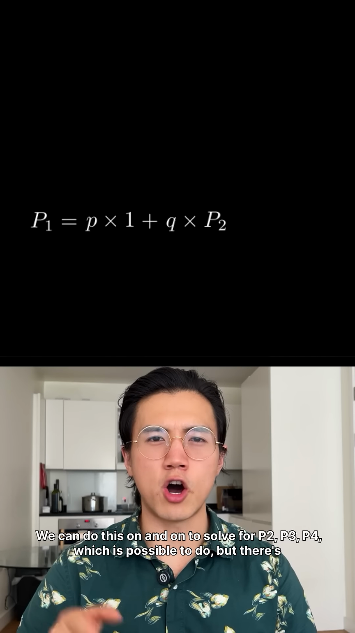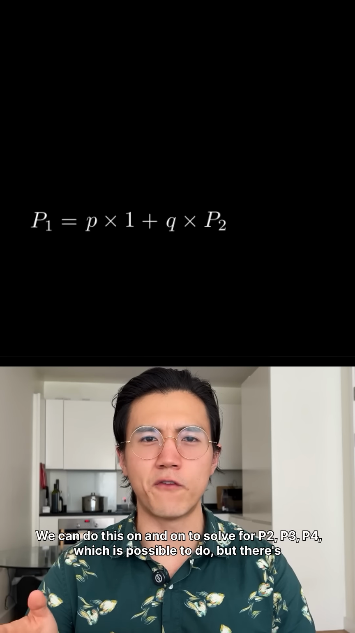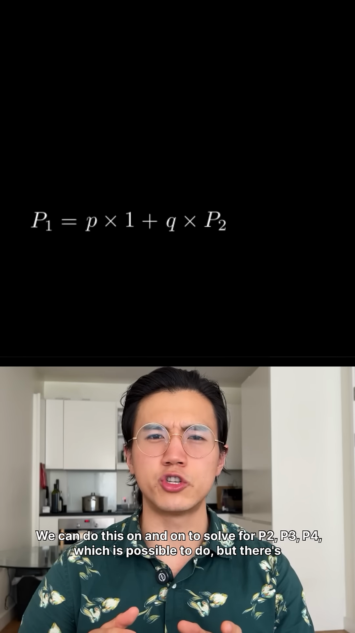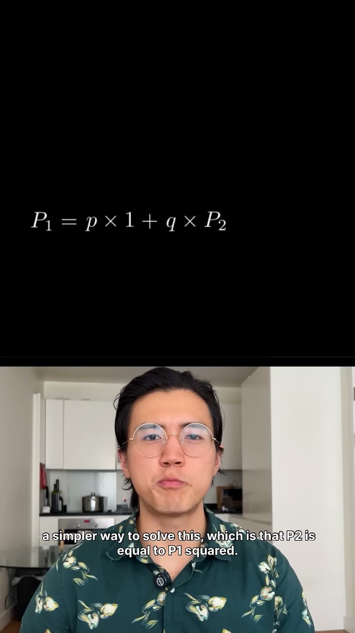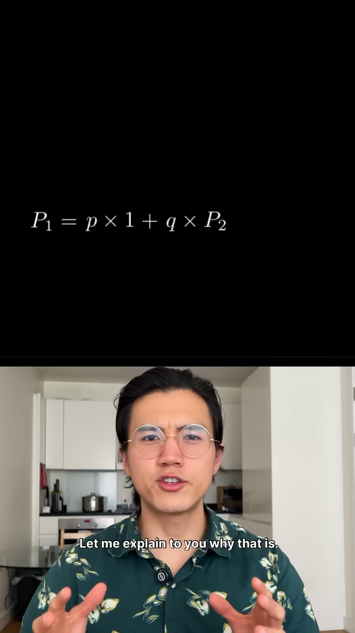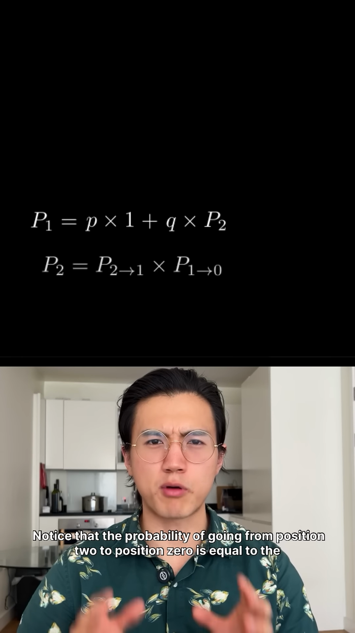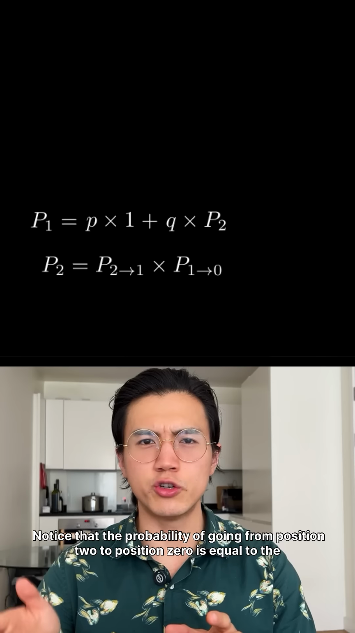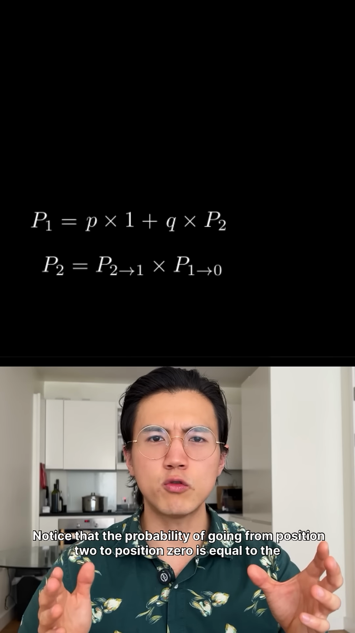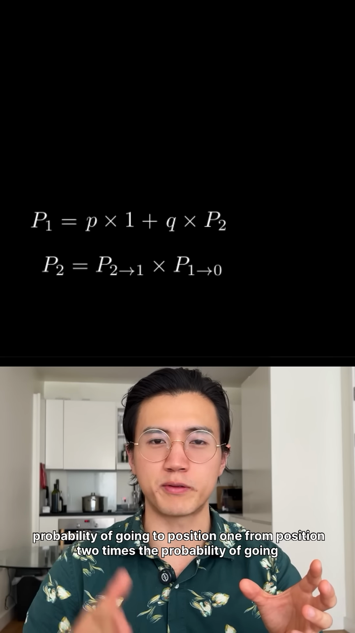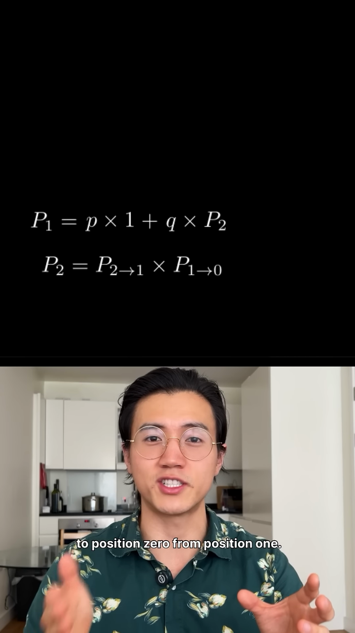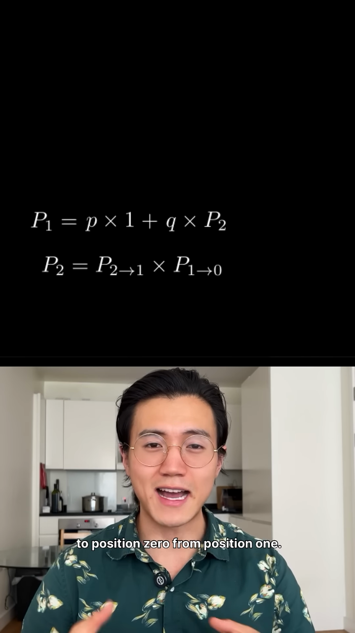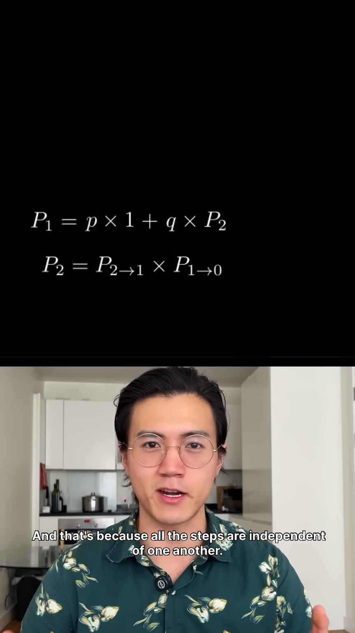We can do this on and on to solve for P2, P3, P4, which is possible to do, but there's a simpler way to solve this, which is that P2 is equal to P1 squared. Let me explain why that is. Notice that the probability of going from position 2 to position 0 is equal to the probability of going to position 1 from position 2 times the probability of going to position 0 from position 1, and that's because all the steps are independent of one another.